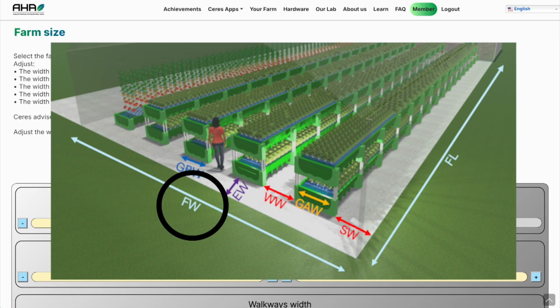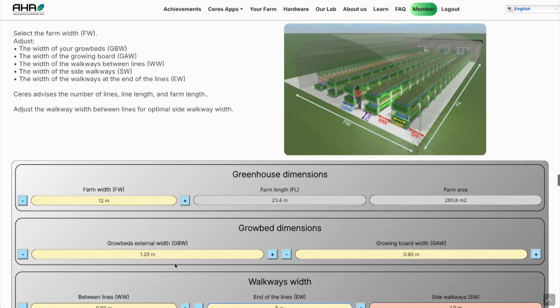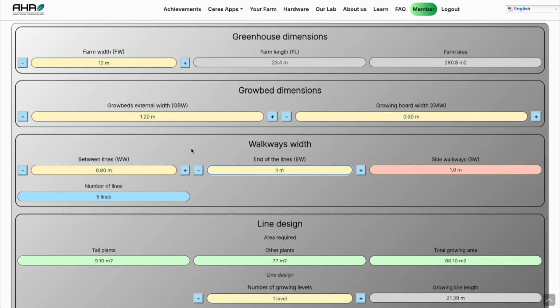We need to tell Ceres the width of our greenhouse, the size of our grow beds, and the width of the walkways between lines and on the sides. Our greenhouse is 12 meters wide. Our grow beds are 1.2 meters wide, and the growing boards are 90 centimeters wide.